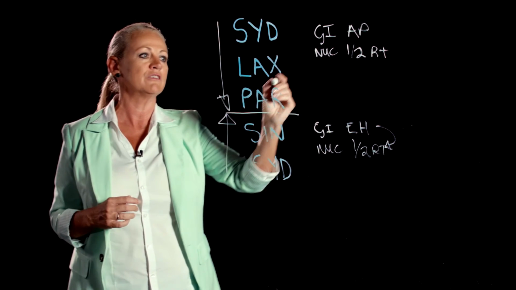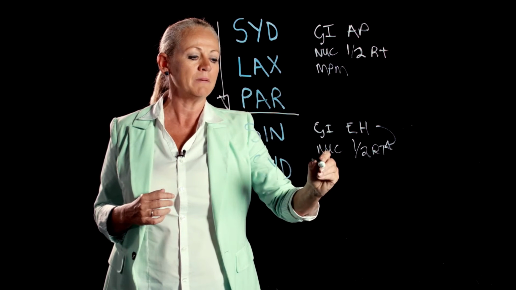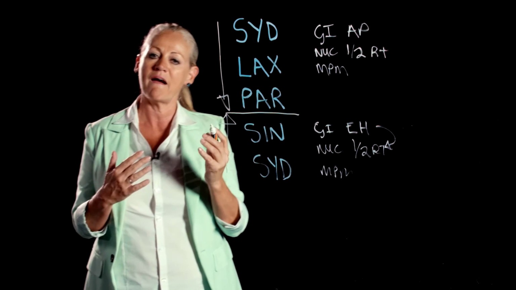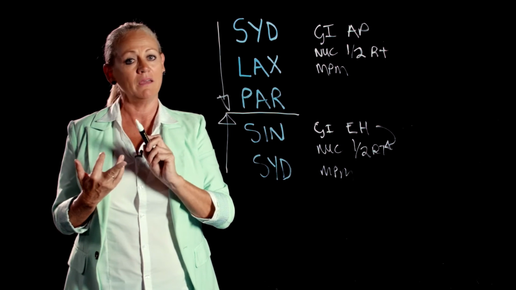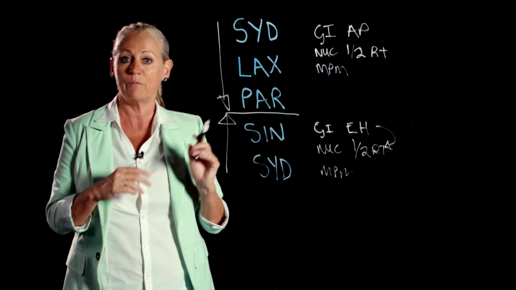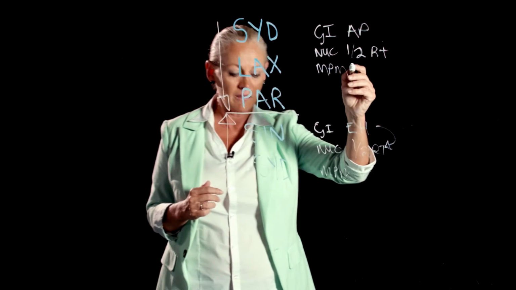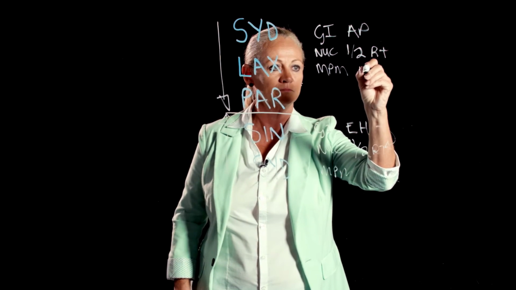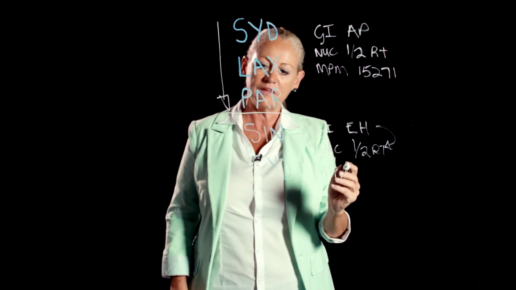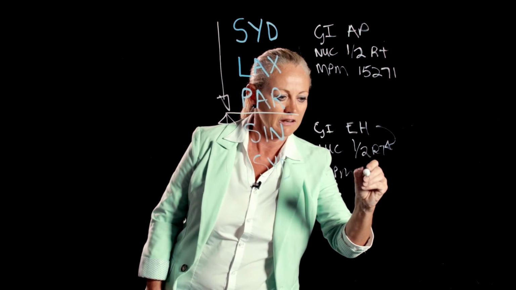The other point of difference is going to be your MPM. The MPM, when you look up Sydney to Paris, you'll find there's an EH MPM, an AP, and there's another one called TS, but we're not going into that now. So Sydney to Paris, you look up the AP MPM, and that one's actually 15271. And on the inbound, when we're using EH, the MPM is 12994.